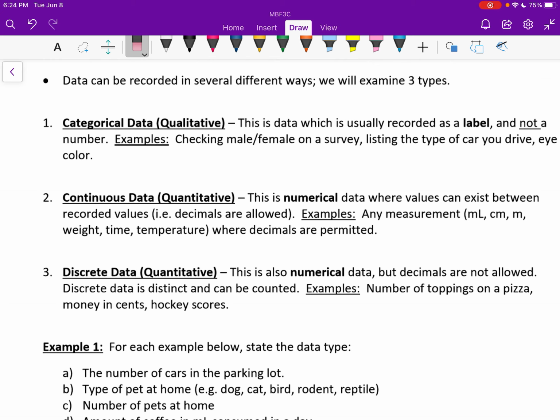So if you go into a survey and they ask you what you identify as, male, female, gender non-binary, right, two-spirited, any of that stuff, that falls under categorical. We can't really measure that objectively. The type of car you drive, right? Like I can't say a Toyota is like a 7 and a Honda is an 8. That doesn't make any sense. Your eye color, all that stuff is very qualitative data. There's no way for me to measure it, right?